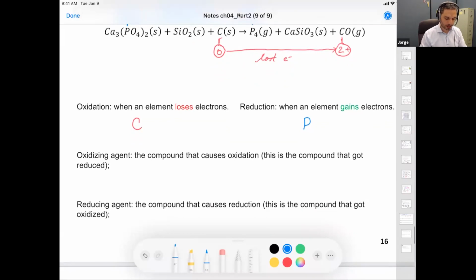Now let's introduce 2 more new concepts, called oxidizing agent and reducing agent. Careful here.